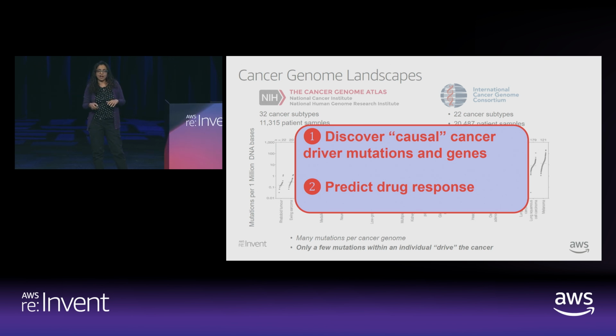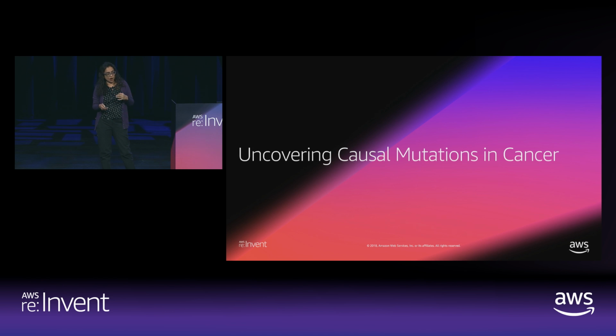The first is how, from this sea of mutations, can we uncover those that are causal for cancer? And the second is how can we start to think about predicting drug response? So I'm going to start with the first project, trying to uncover causal mutations in cancer.